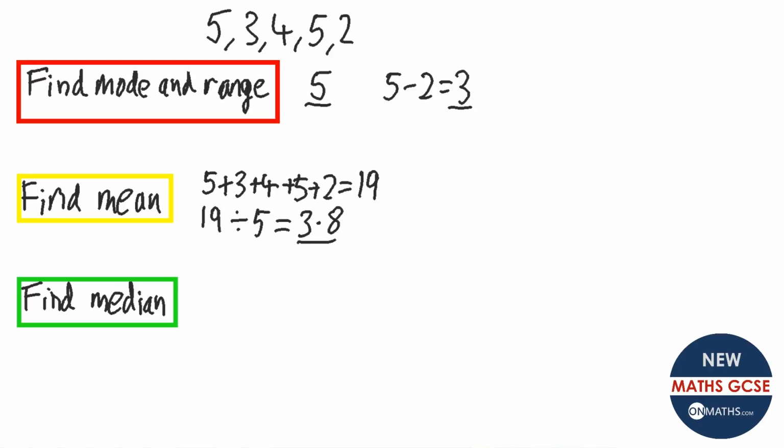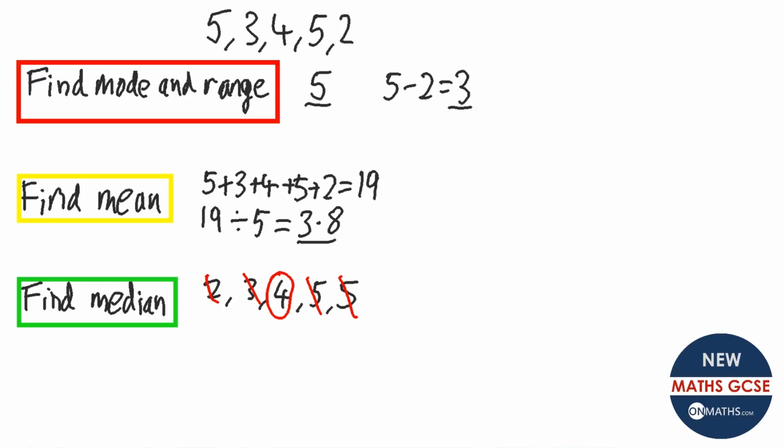And that's my answer. Now for the median, there's a step you've got to do first, and you've got to put them in order of size. It doesn't matter whether you do it biggest to smallest, but I always do smallest to biggest. So 2, and then 3, and then 4, and then 5, and then 5. Now, what you're probably used to is crossing off one from both sides. So you can cross off one from both sides and then another from both sides, and the one you're left with in the middle is the median.